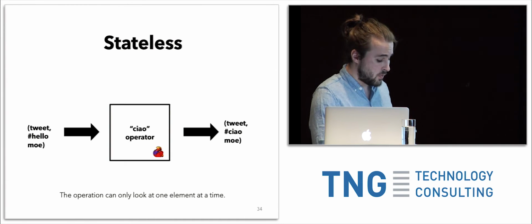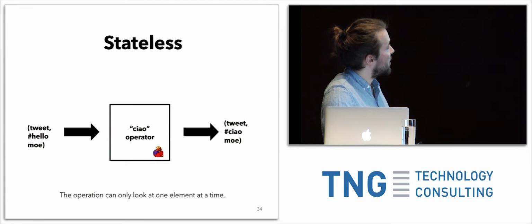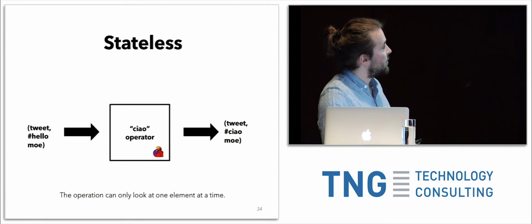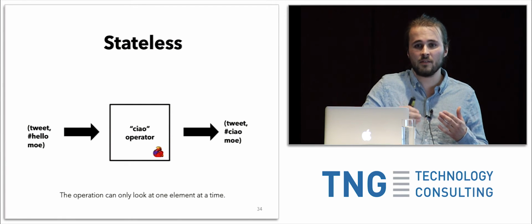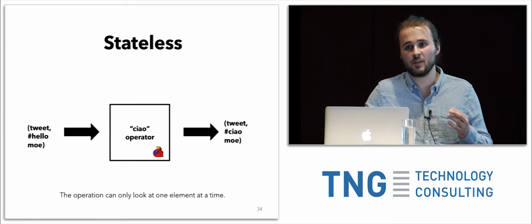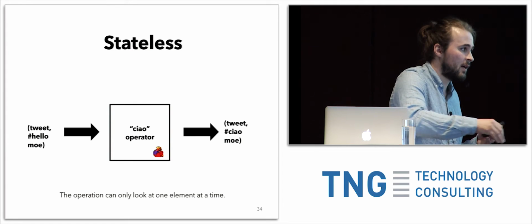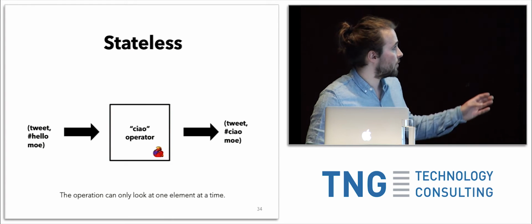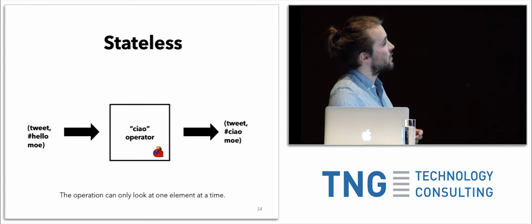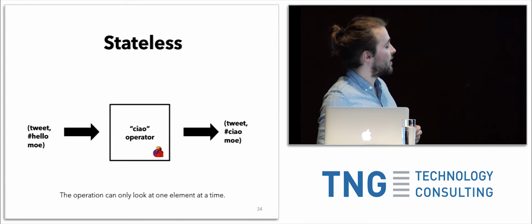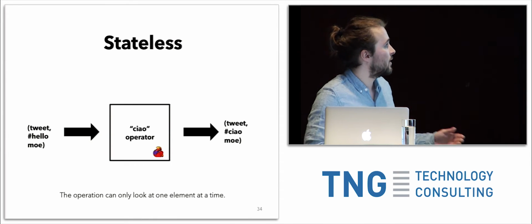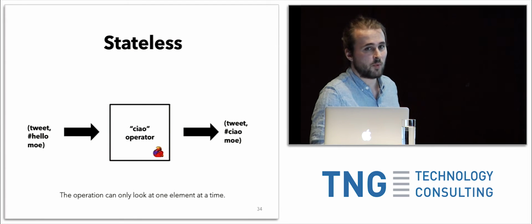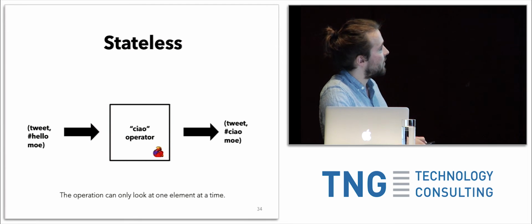So if it's a stateless operator, here we have a chow operator. This means that this operator can only look at the current input event that it is processing. And it doesn't know anything about the history, about other events that it has processed before, about other events that other operators process, nothing. It can only look at this one element. And then based on this, it can produce some result. So the chow operator would only look at the text and replace every mention of #hello with #chow, which it can do without knowing anything about other stuff that is going on in the cluster. So it produces this tweet #chow Mo.